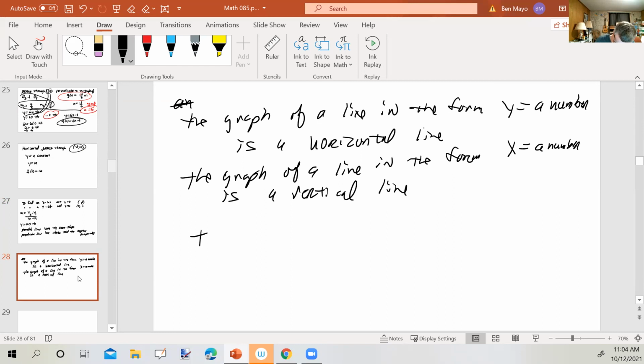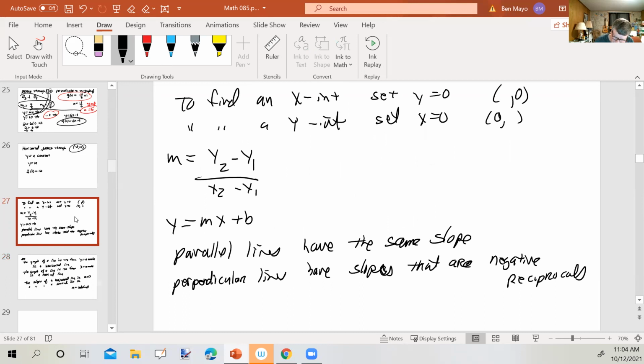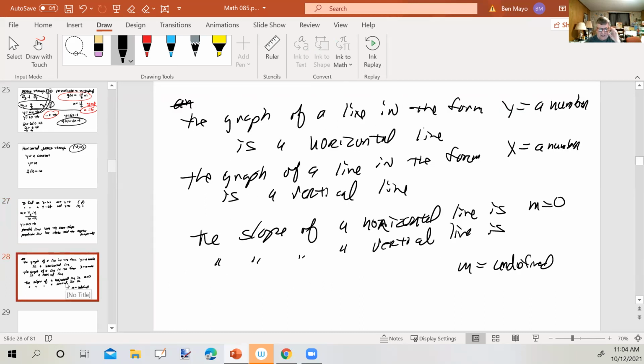Oh, I know what else. The slope of a horizontal line is 0, and the slope of a vertical line is undefined. Now, all of this on this page and this page, they're all back in chapter 3.